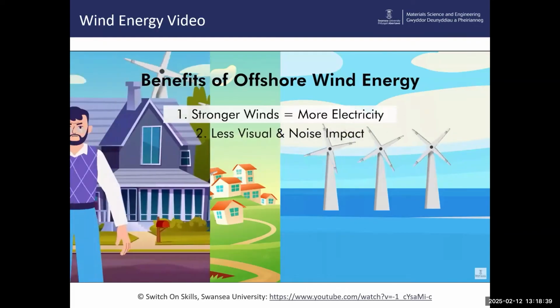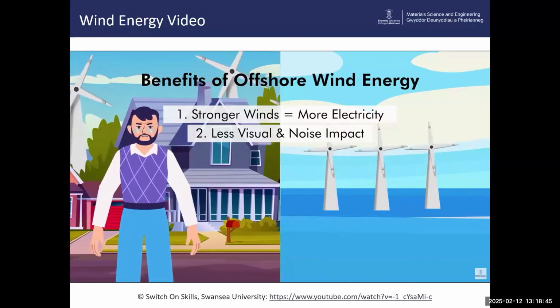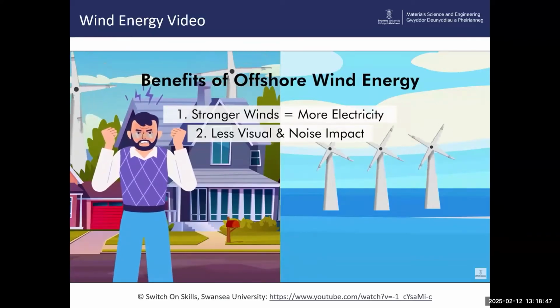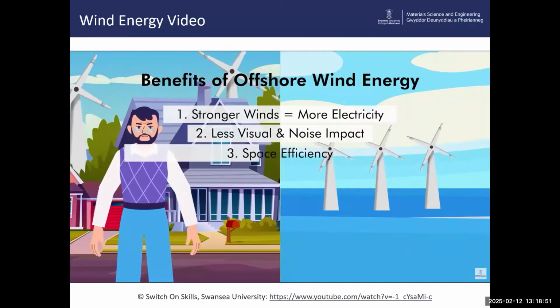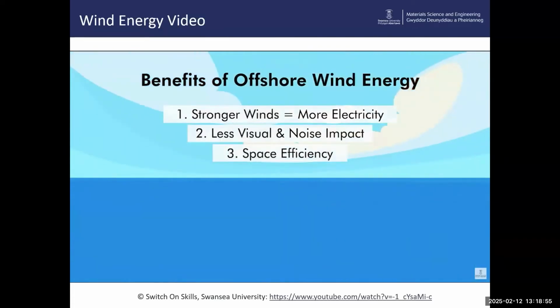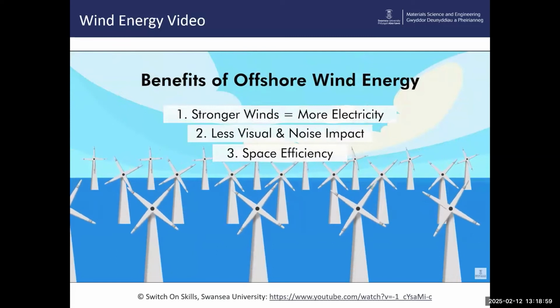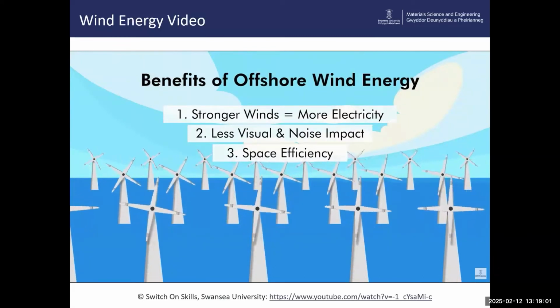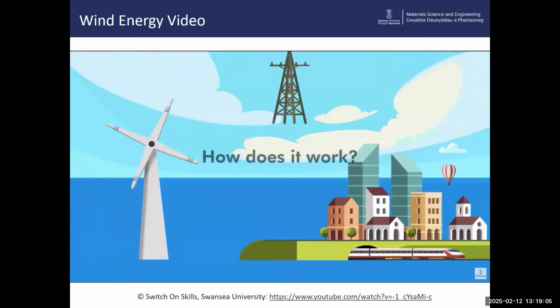2. Less visual and noise impact. Offshore turbines are far from residential areas, reducing noise and visual impact on communities. And 3. Space efficiency. Large wind farms can be built without the same land use concerns as onshore wind farms or solar panels. This is particularly beneficial for densely populated coastal regions. So, how does this work?